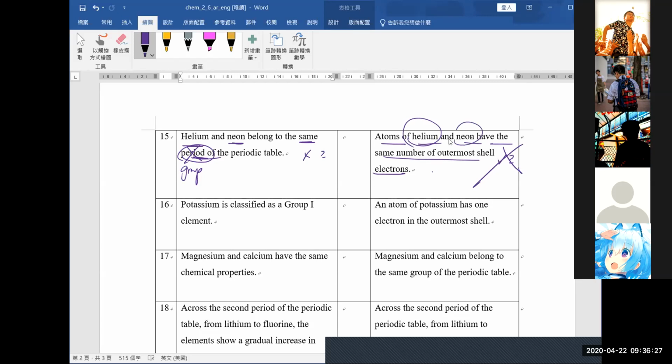Helium, hydrogen, helium, lithium, beryllium, boron. Okay, helium has electron number 2. It's not an octet, it's a duplet. How about neon? We've got electronic arrangement 2, 8. So the outermost shell electron number is 8.